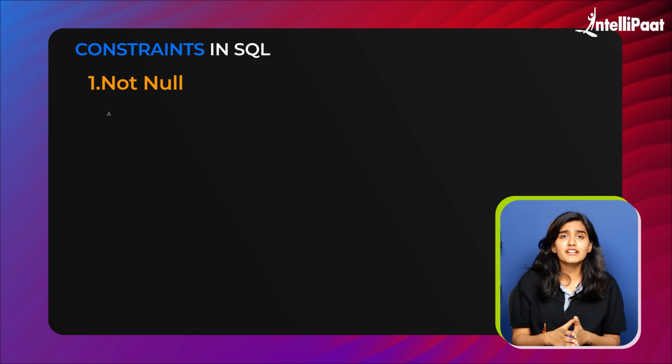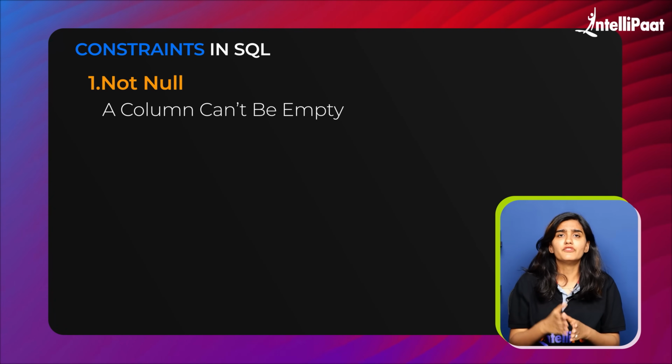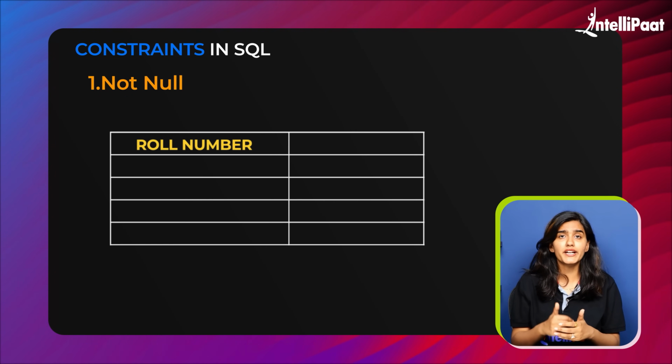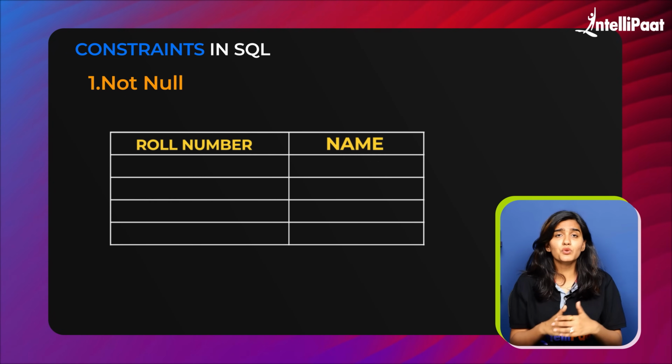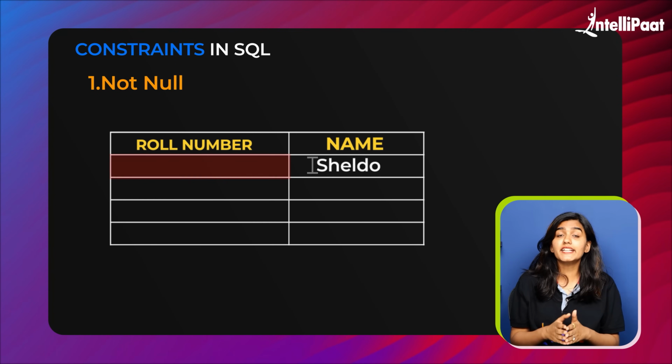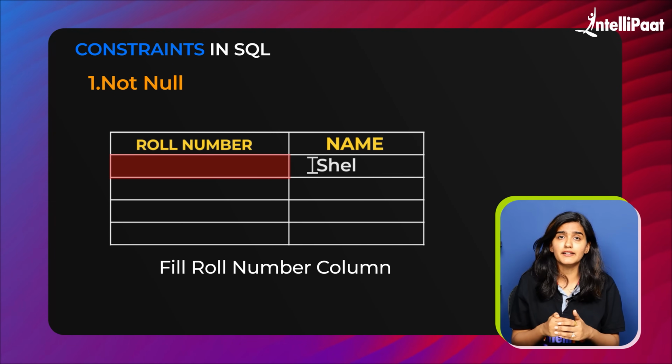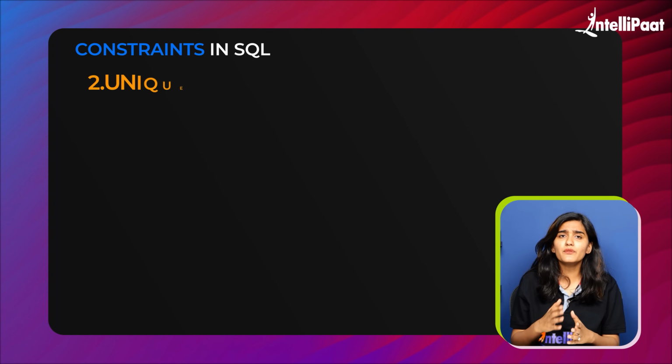As the name suggests, a column can't be empty. For example, if you are making a schema with a column named roll number, NOT NULL, and you try to add a student without any roll number, the database won't allow it, meaning it is a must to add that certain field. Talking about the second constraint, which is unique.